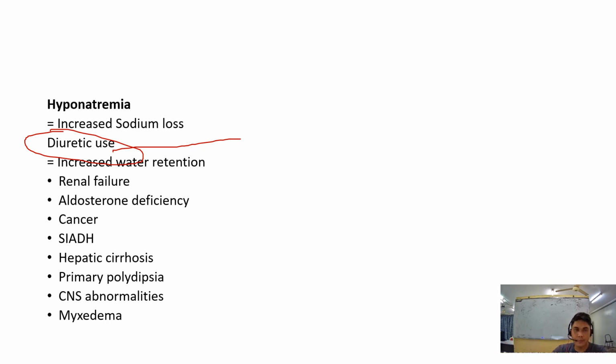Another cause is increased water retention. There are conditions associated with increased water retention.